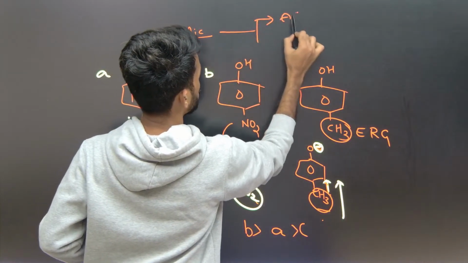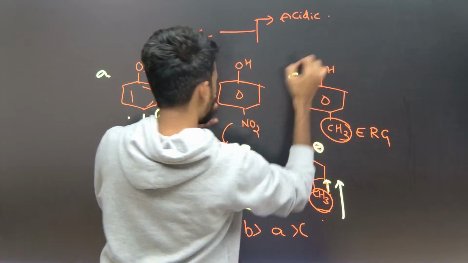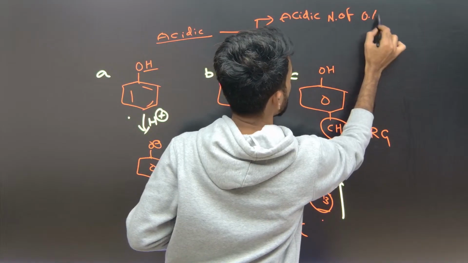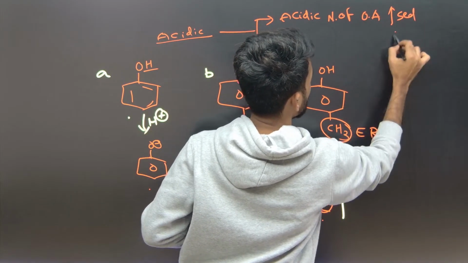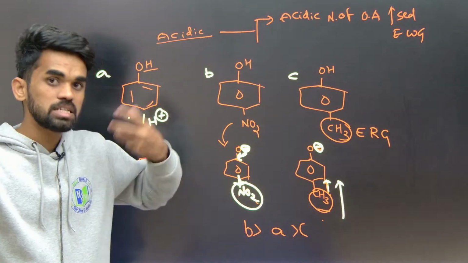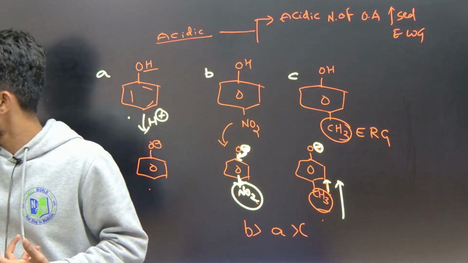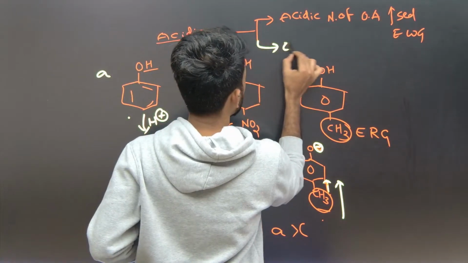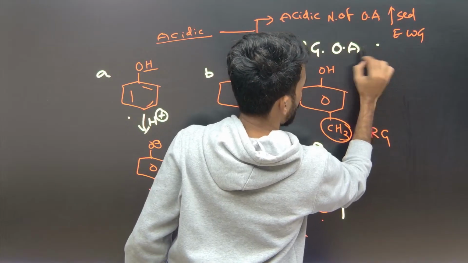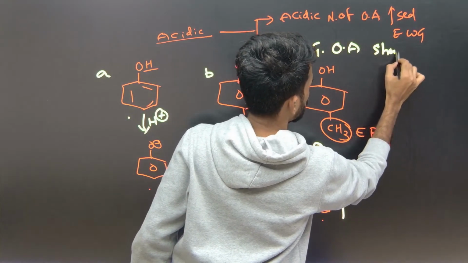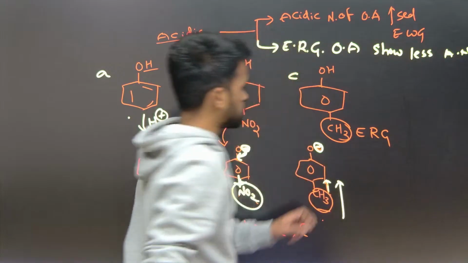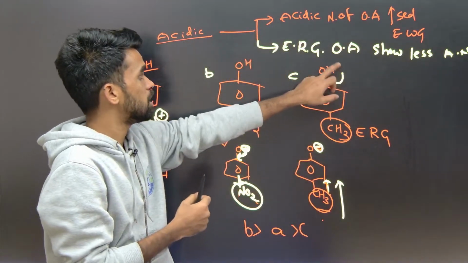The acidic nature of organic acids is increased by electron withdrawing groups. Okay, if any electron withdrawing group is attached, the acidic nature of that organic compound will be increased. And electron releasing group containing organic acids show less acidic nature, or electron releasing groups decrease the acidic nature of organic acids.